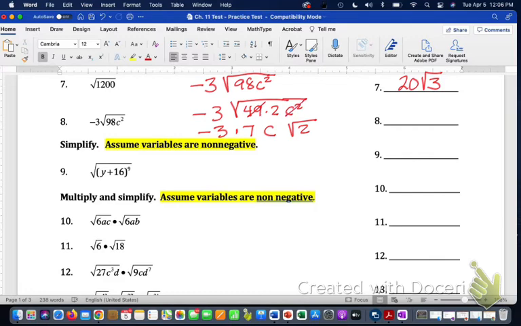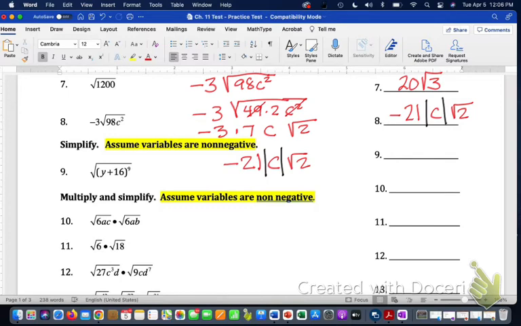Now, when I simplify that, I get negative 21. Notice there's no other c's, so that is going to go into the absolute value, and then I have rad 2. So that's negative 21 absolute value of c, and then we have a rad 2 still under the radical.